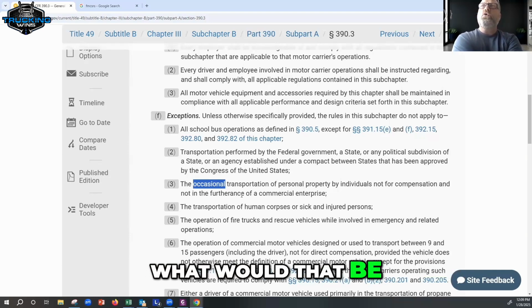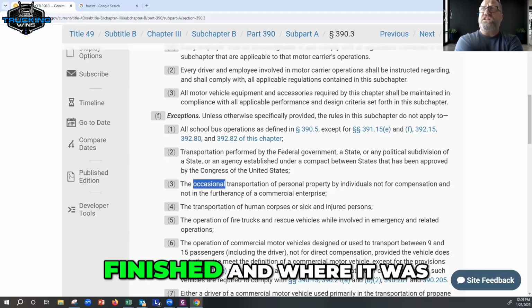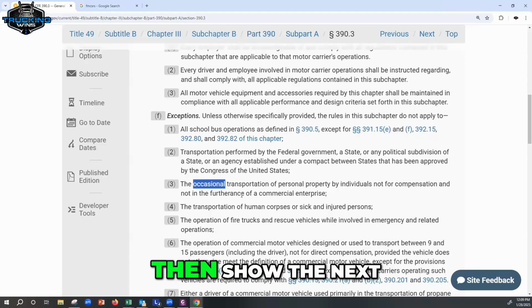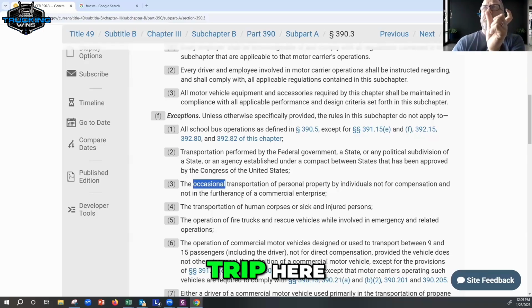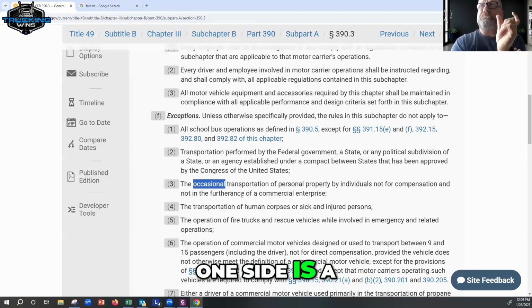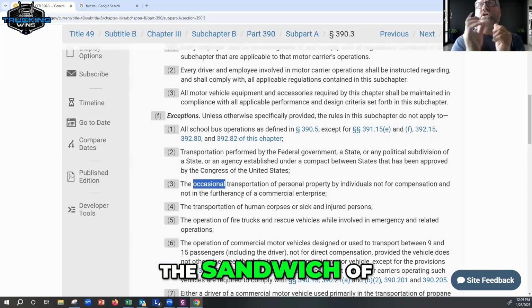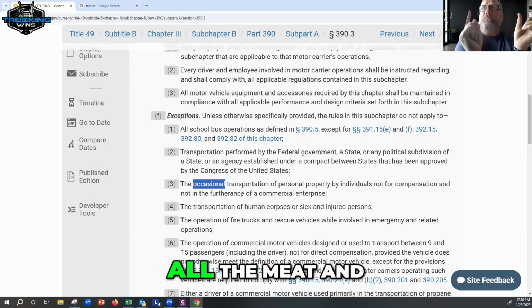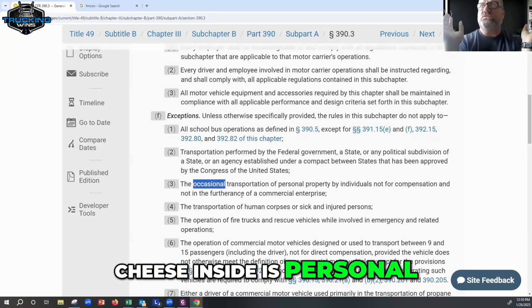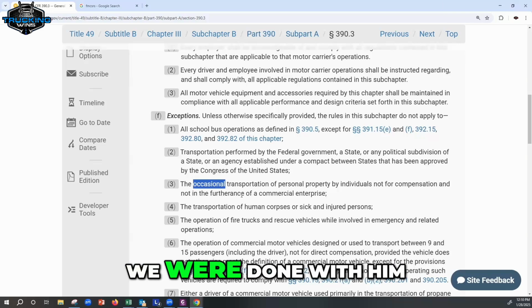What would that be? We'll show the previous trip that he completed and finished and where it was. Then show the next trip that he did. If you have a trip here, pretend it's a sandwich, right? One side is a piece of bread of the last trip he did. The next side is the bread of what he did next. All the meat and cheese inside is personal. Right? Don, he actually didn't do any more trips for us after that incident. We were done with him.